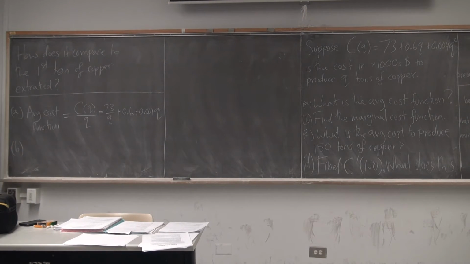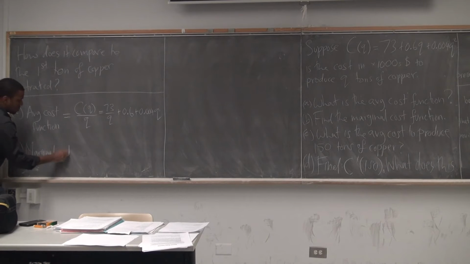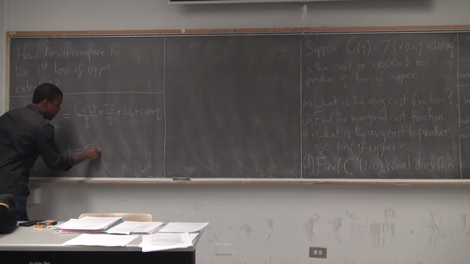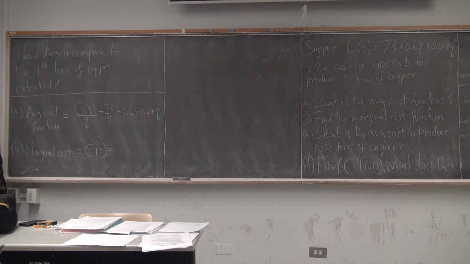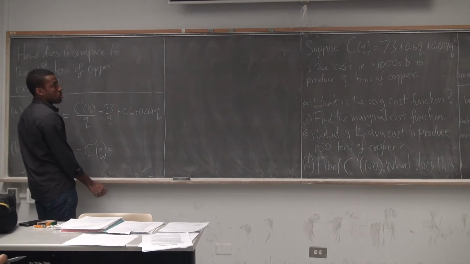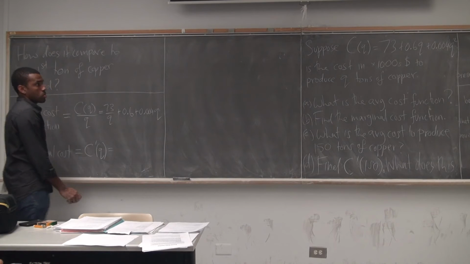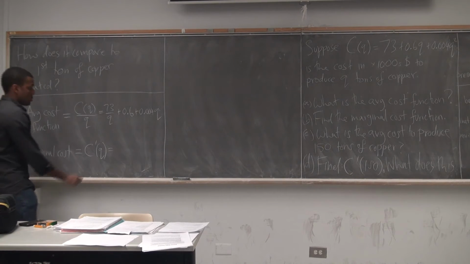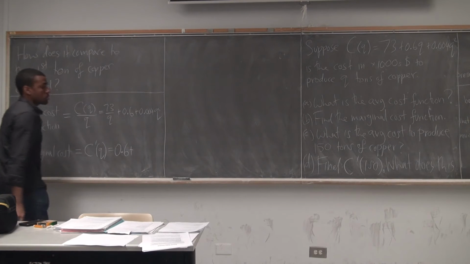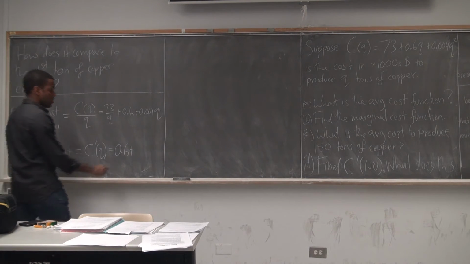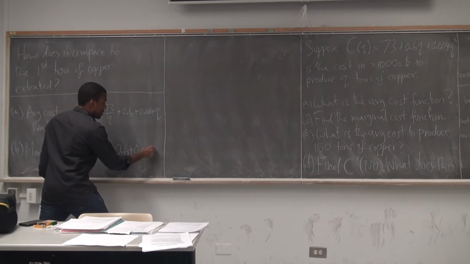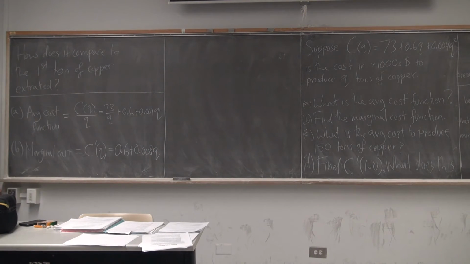B. Find the marginal cost function. How do I find marginal cost? It's the derivative. That just means C prime of Q, which is 0.6 plus 0.008 Q. That's your marginal cost function.